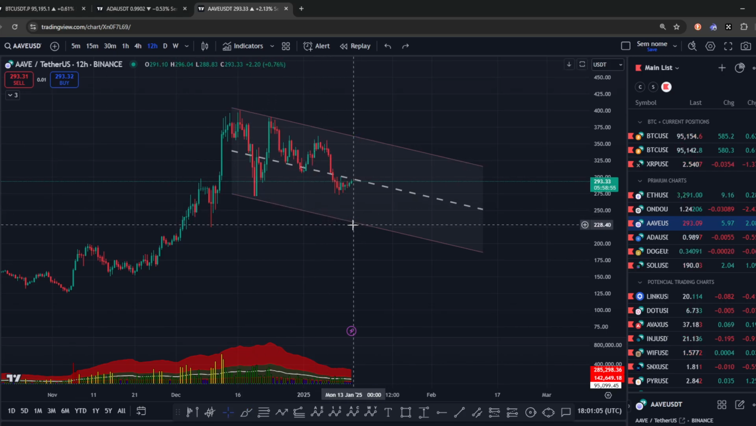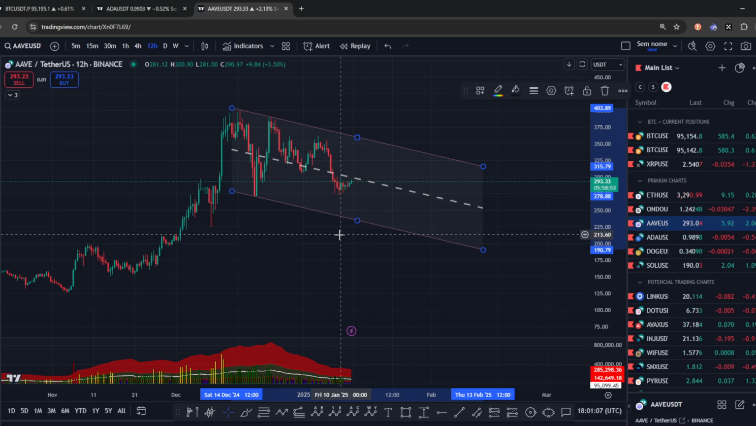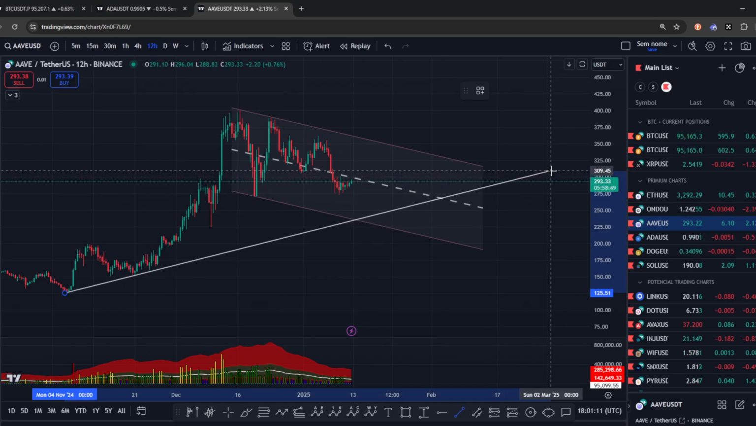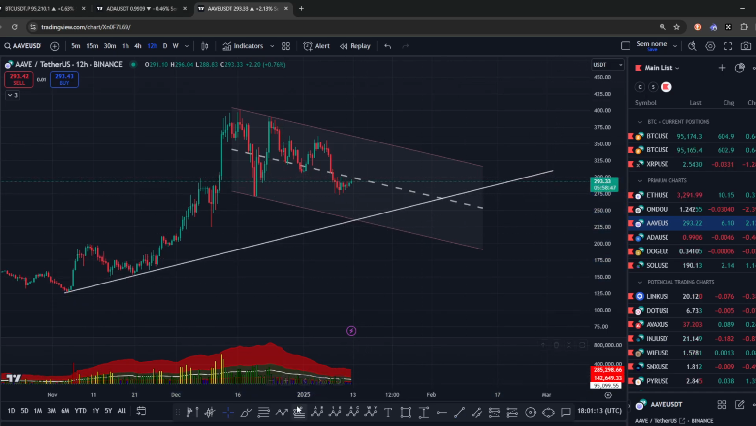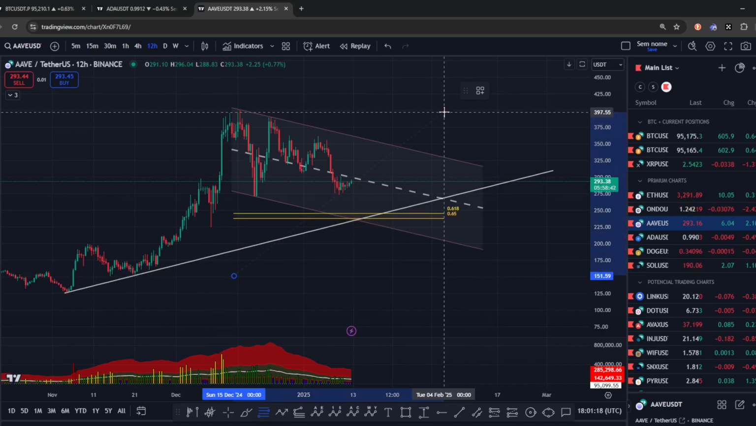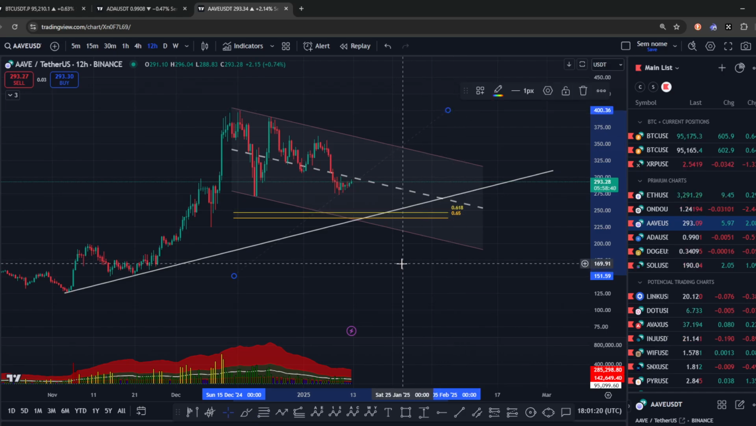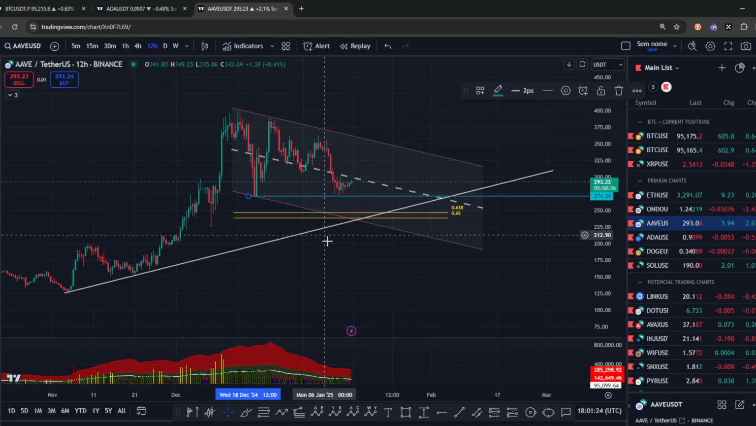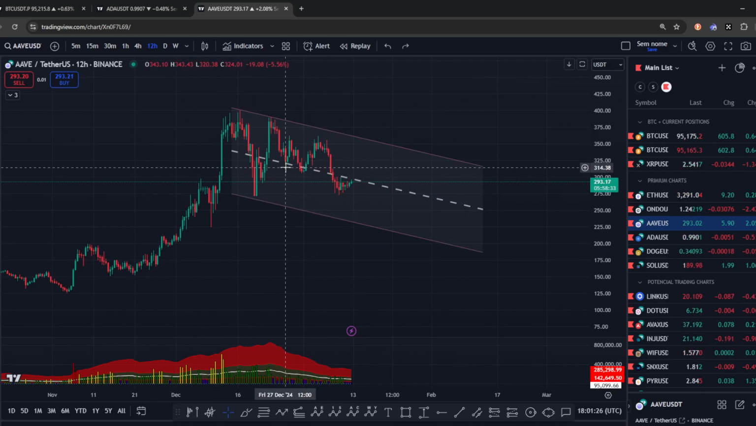Okay, and then you can add confluences to it. You have a trend line here, for example. You're gonna have your golden pocket from the move. You're gonna have liquidity lows, etc. These are all the concepts that I'm gonna show you in next videos.